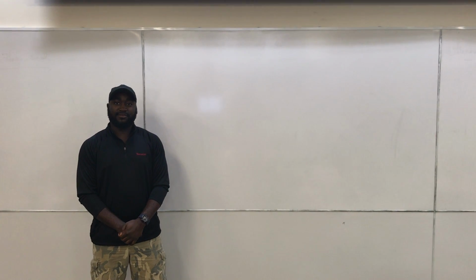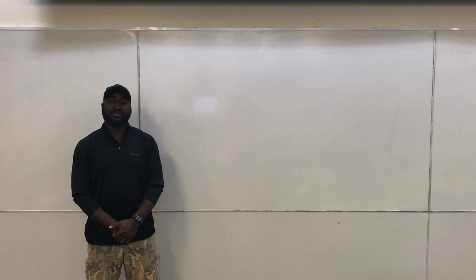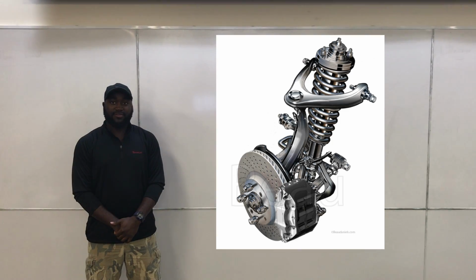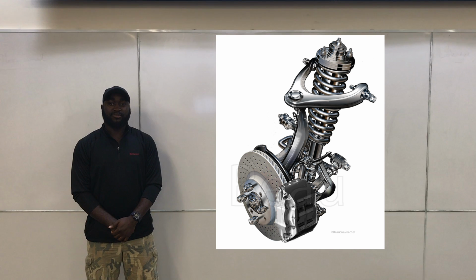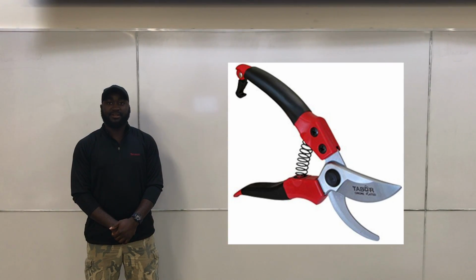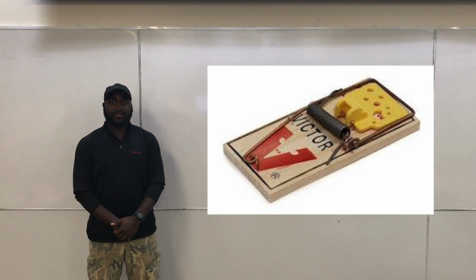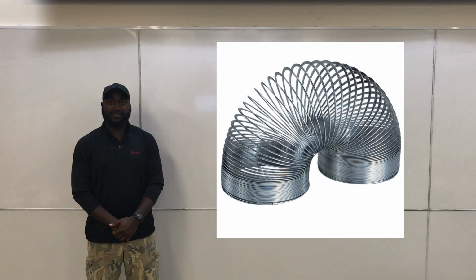A few examples of modern-day uses of this principle consist of automotive suspension systems, pendulum clocks, hand shears, wind-up toys, rat traps, and of course, a slinky.